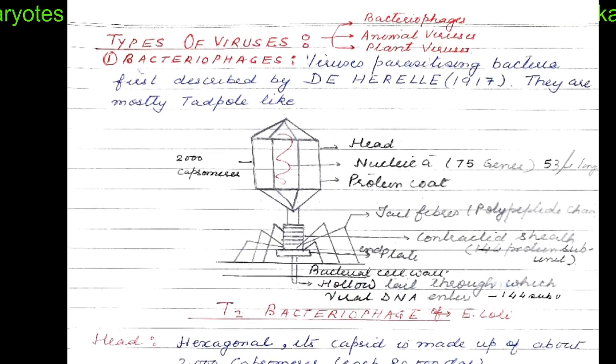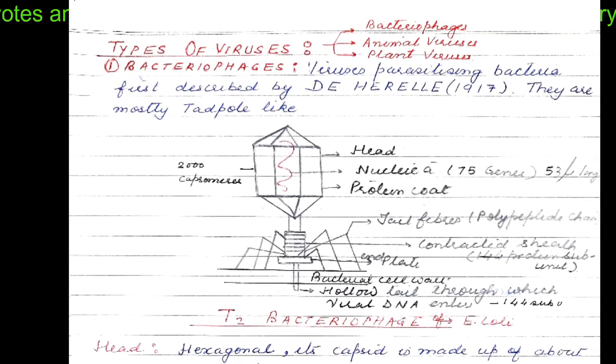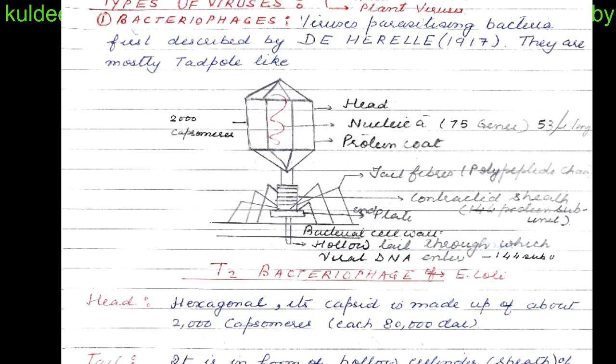This is the diagram of a bacteriophage. I have already told you what bacteriophages are, the viruses which infect the bacteria. There are viruses which infect animal cells and plant cells as well. And bacteriophages, which parasitize the bacteria, were discovered by D'Herelle, and they have a look like a tadpole larva. You can see here that the head and the tail, two parts are there.